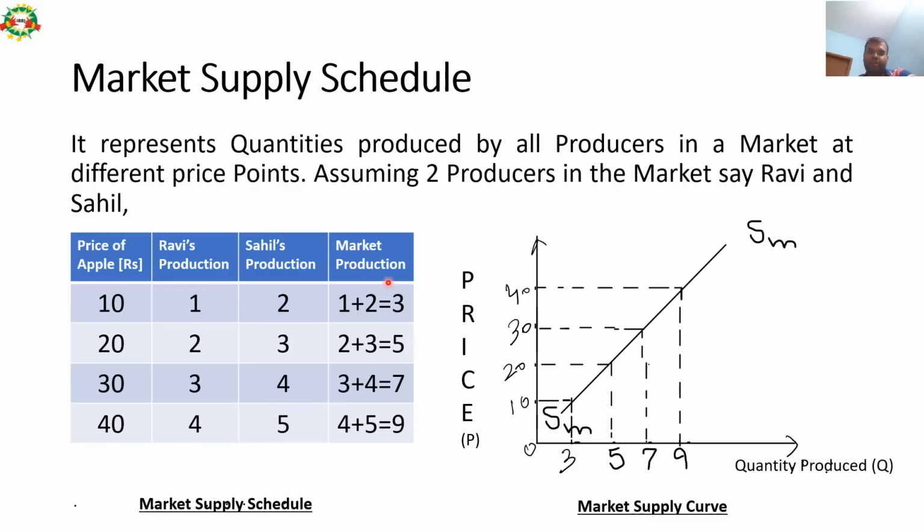And if we draw this table into this graphical picture, this gives us market supply curve. At 10 rupees 3 items, 20 rupees 5 items, 30 rupees 7 items, and 40 rupees 9 items. So this line we draw connecting these points is called supply schedule.